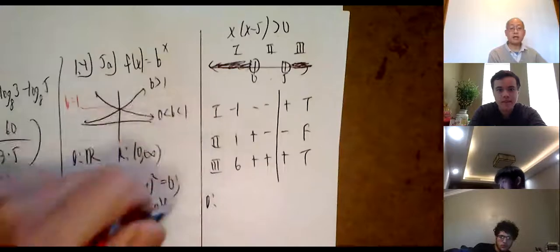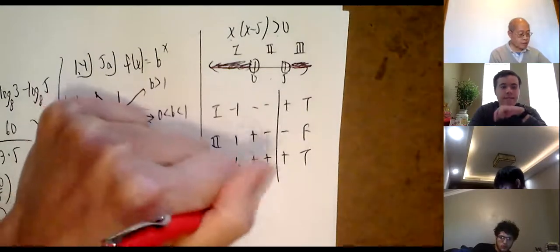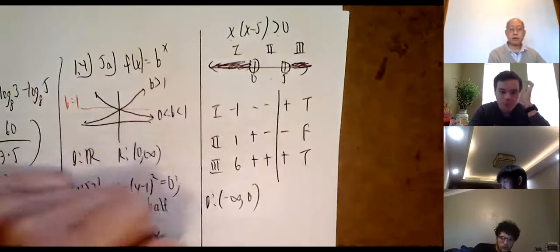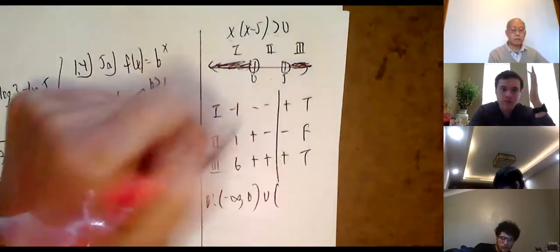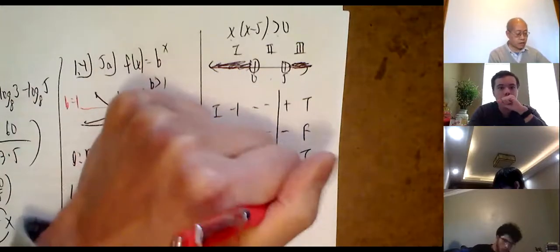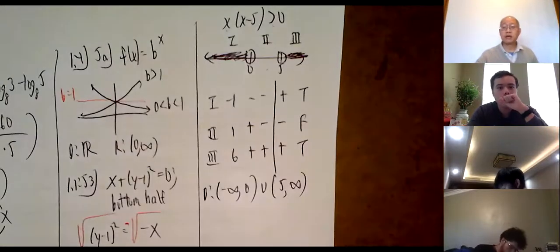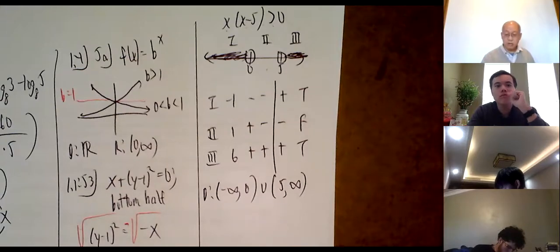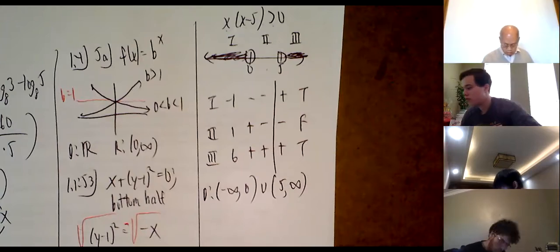So the domain is parenthesis, negative infinity, 0, parenthesis, union, parenthesis, 5, comma, infinity, like that. Okay, let's see, Section 1.2, number 9, somebody asked for.